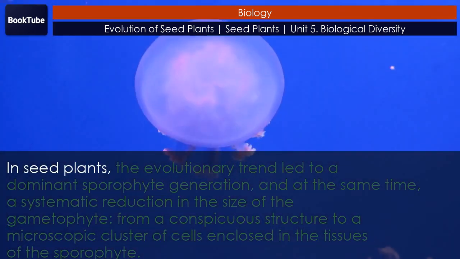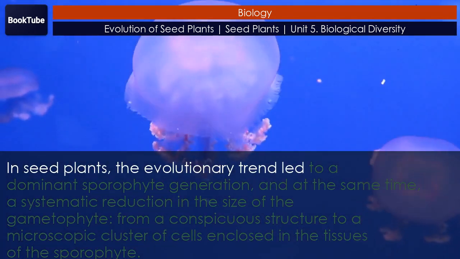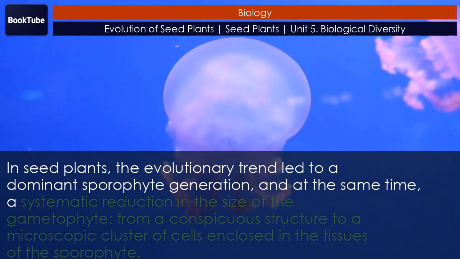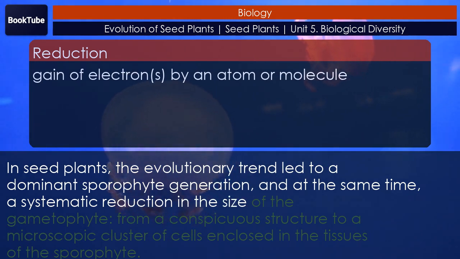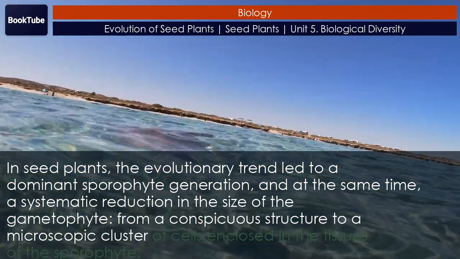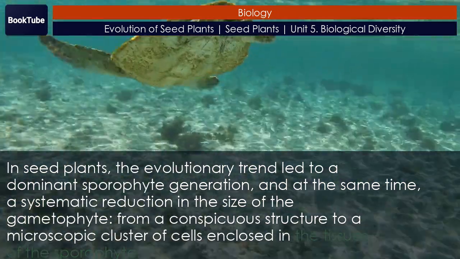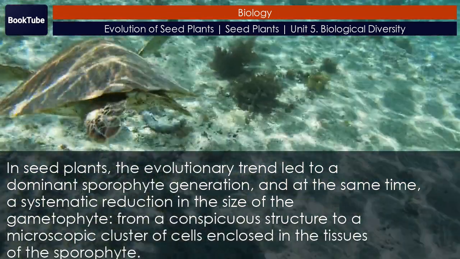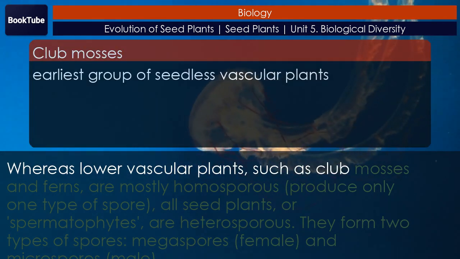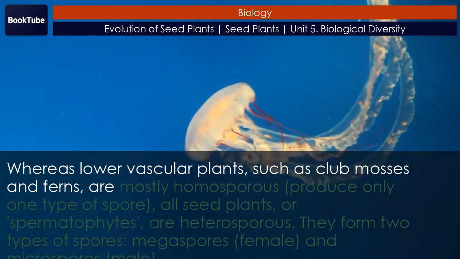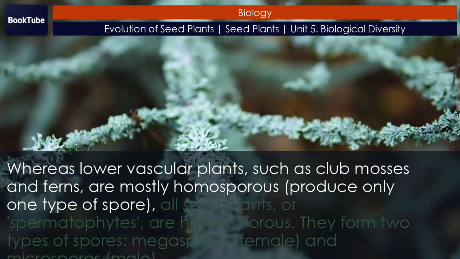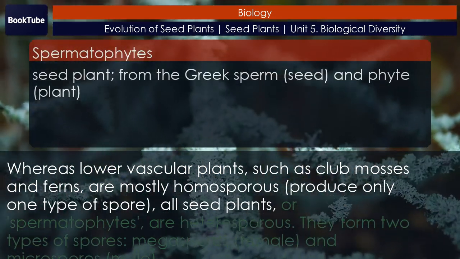In seed plants, the evolutionary trend led to a dominant sporophyte generation, and at the same time, a systematic reduction in the size of the gametophyte, from a conspicuous structure to a microscopic cluster of cells enclosed in the tissues of the sporophyte. Lower vascular plants, such as club mosses and ferns, are mostly homosporous, produce only one type of spore. All seed plants, or spermatophytes, are heterosporous.